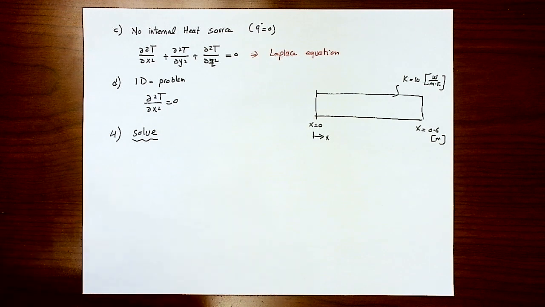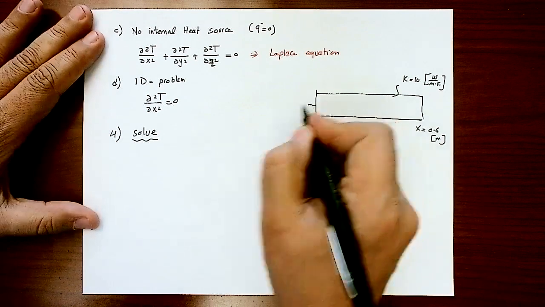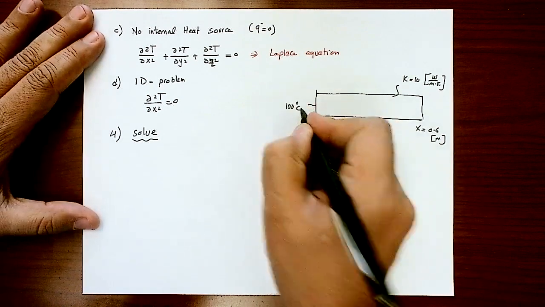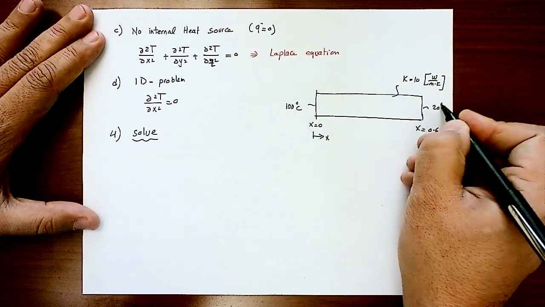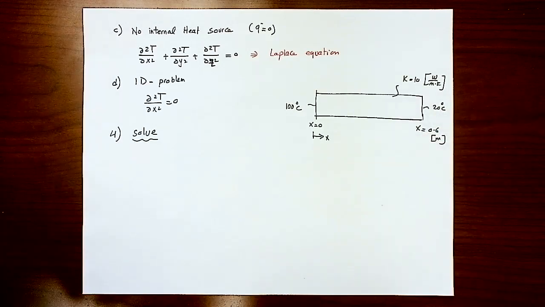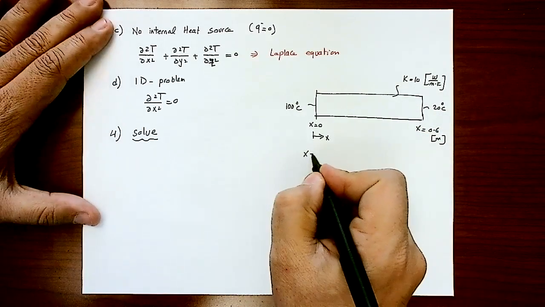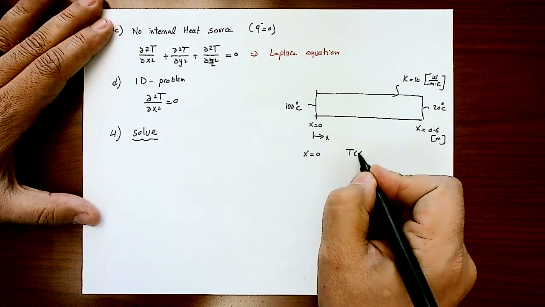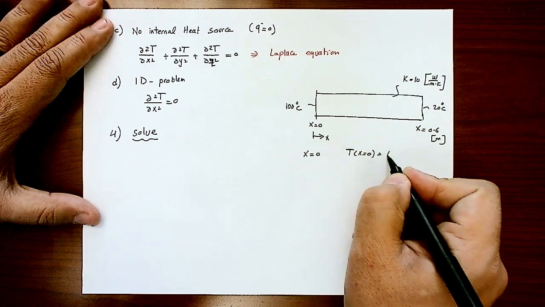Before we solve, we have to set up the boundary conditions. The boundary condition was given that this face is at 100 degrees C. This face is at 20 degrees C. So I can reformat the boundary condition as x equals 0. The temperature at that location is given as 100 degrees C.